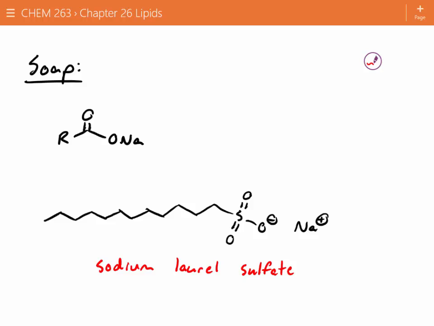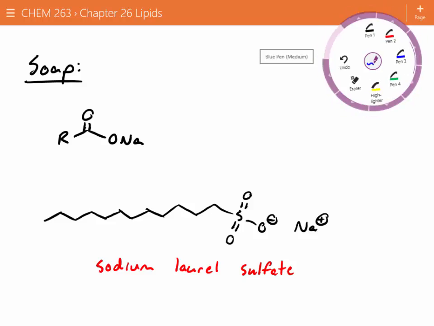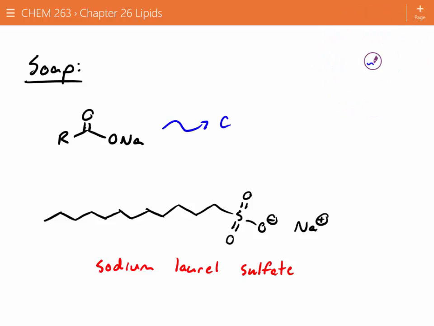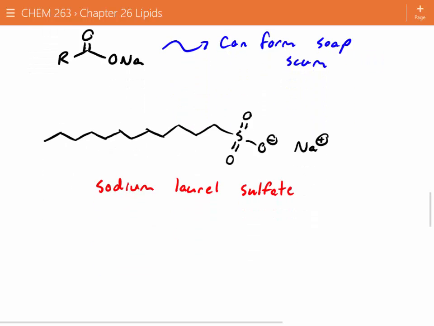What's one thing you noticed too when you reacted calcium chloride with your regular soap? Calcium chloride. Yeah, in lab. Soap scum, right? So regular soap will form soap scum. This one will not form soap scum.